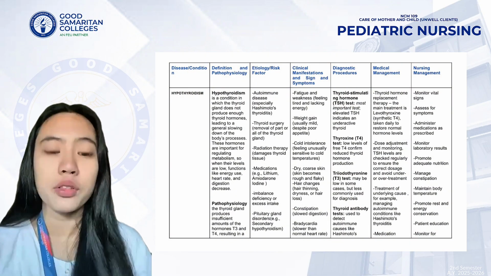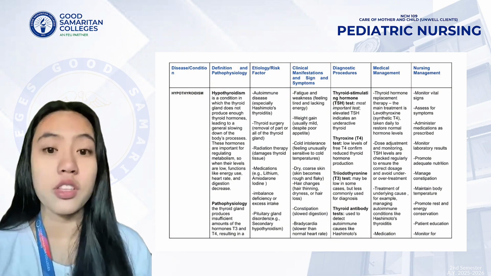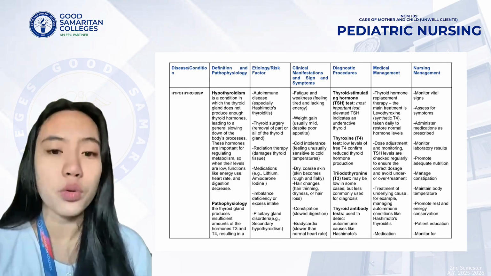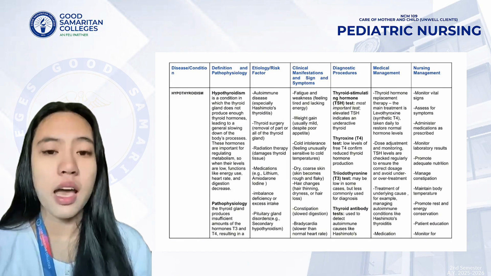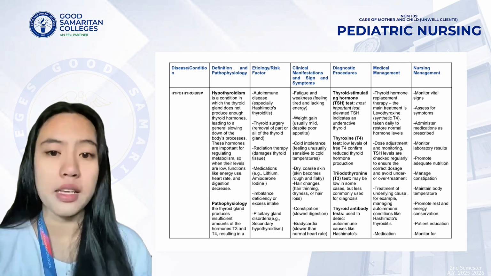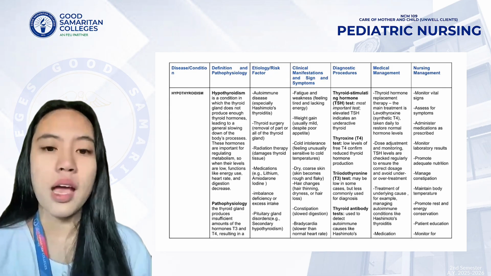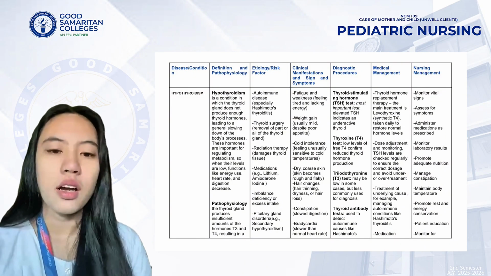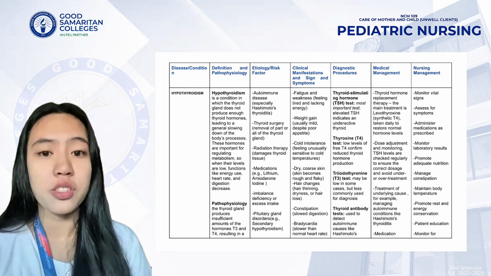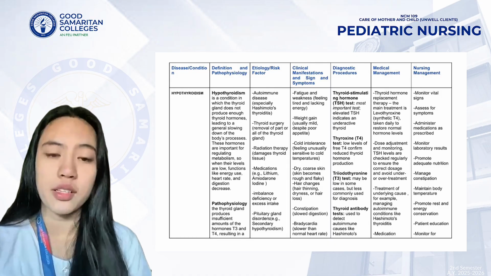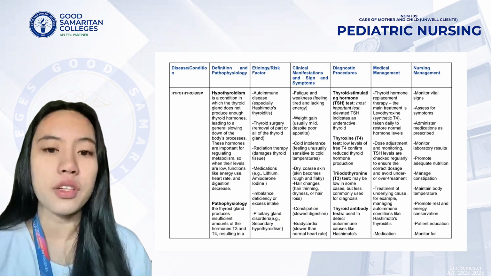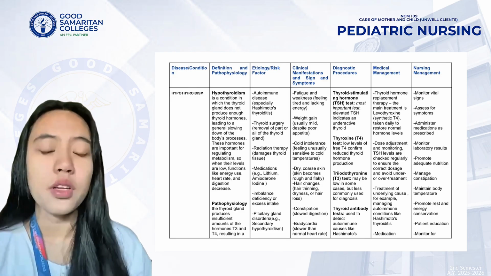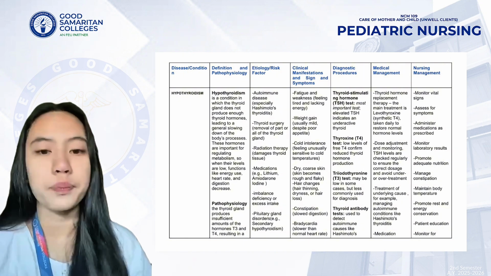Now, let's move on to the next part of the table, which is the etiology or the risk factors. So for the causes, it includes some autoimmune diseases like Hashimoto's thyroiditis, where the body attacks the thyroid. Also, a thyroid surgery that removes part or all of the gland. Some causes may also be due to radiation therapy that damages thyroid cells and medication that interferes with hormone production. Iodine imbalance, if it's too little or too much, affects hormone synthesis.